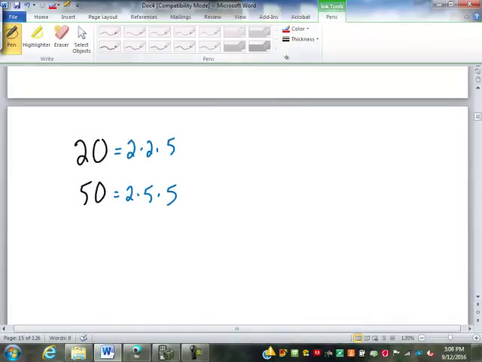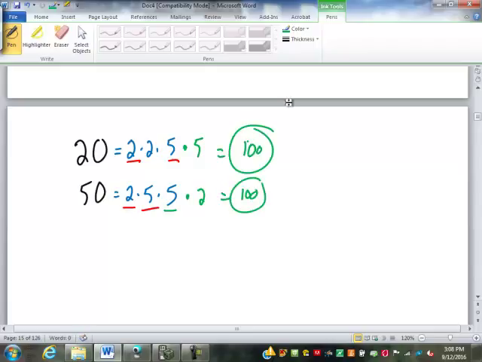So if we factor, 20 is 2 times 2 times 5. 50 is 2 times 5 times 5. What they already have in common is a 2 and a 5. What do we still need up here? Another 5, right? What do we still need down here? A 2. So if we multiply those back out, they each multiply out to 100. 100 is the least common multiple for 20 and 50. Any questions?